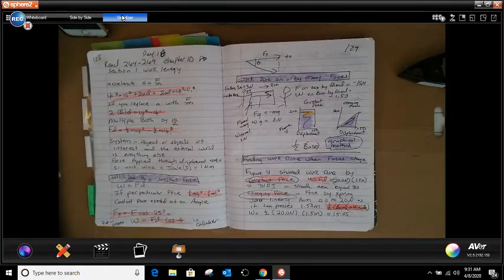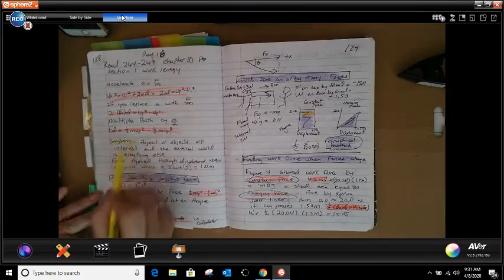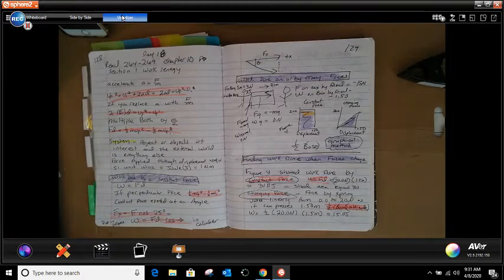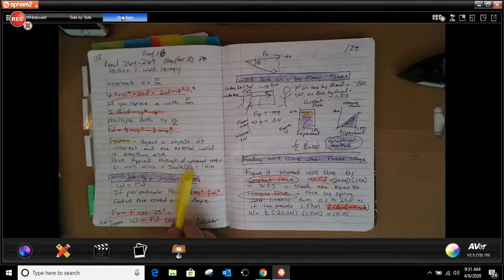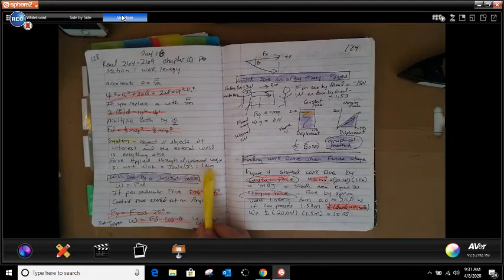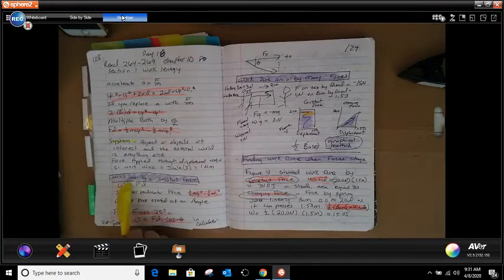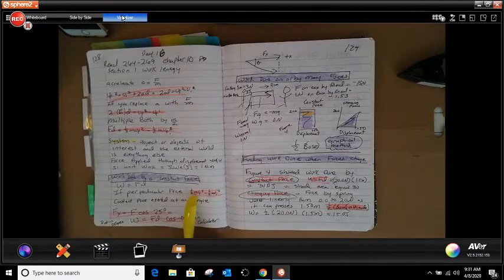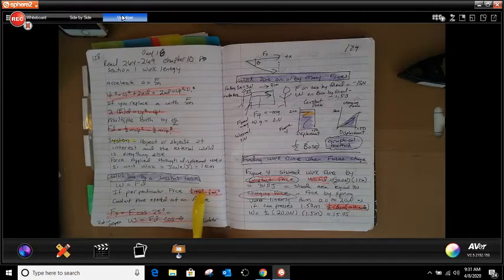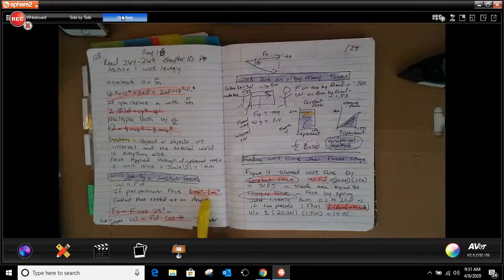A system is an object or an object of interest, and the external world is everything else. Force applied through displacement is work. The SI unit of work is joules, which is J equals 1 newton times meter. Work being done by a constant force: W equals Fd, if the force is perpendicular, one half of the mass times final velocity squared minus half the mass times initial velocity squared.